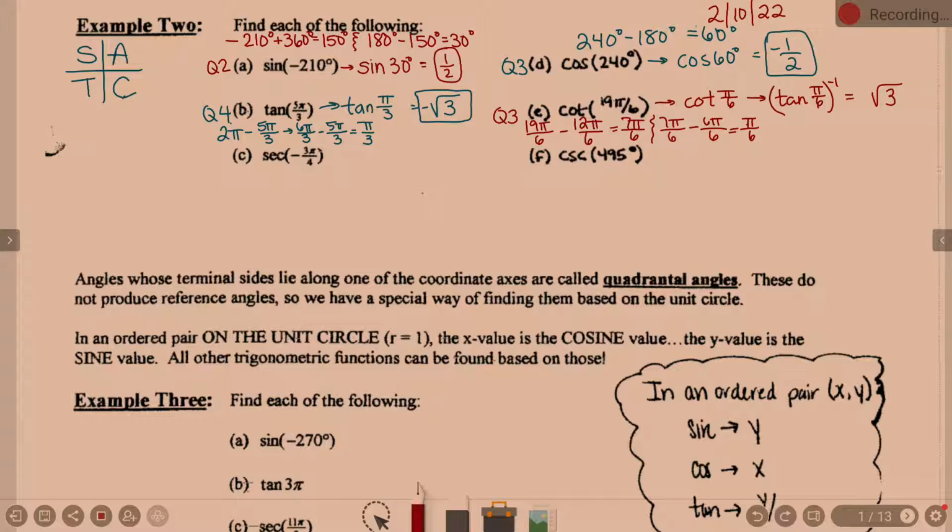Positive or negative square root of 3? We're talking quadrant 3 here. What do we know about quadrant 3? It's my T quadrant, so tangent's positive, and thus cotangent is positive. So positive square root of 3.